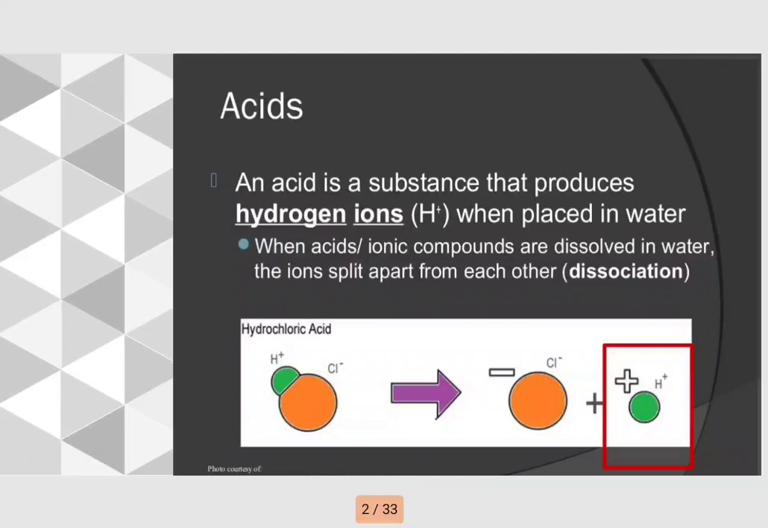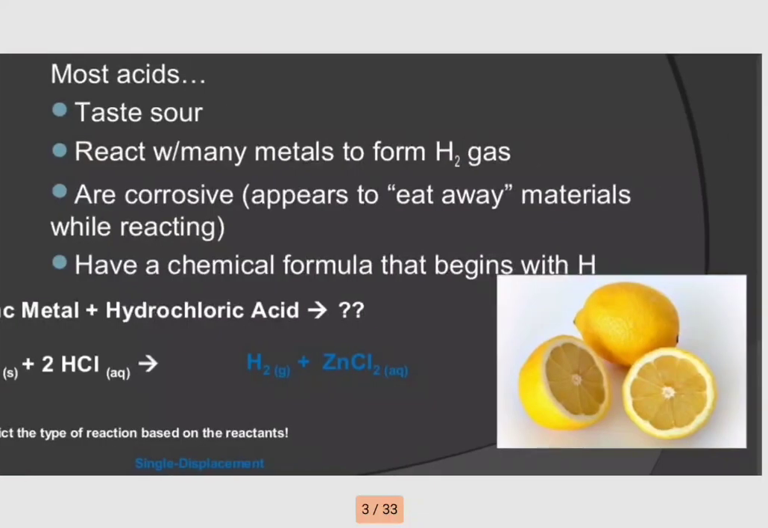Acids taste sour. You can remember this equation: hydrochloric acid gives H plus and Cl minus. Here H plus is what makes it an acid. When acid ionic compounds are dissolved in water, the ions split apart from each other. This is called dissociation. You can remember.